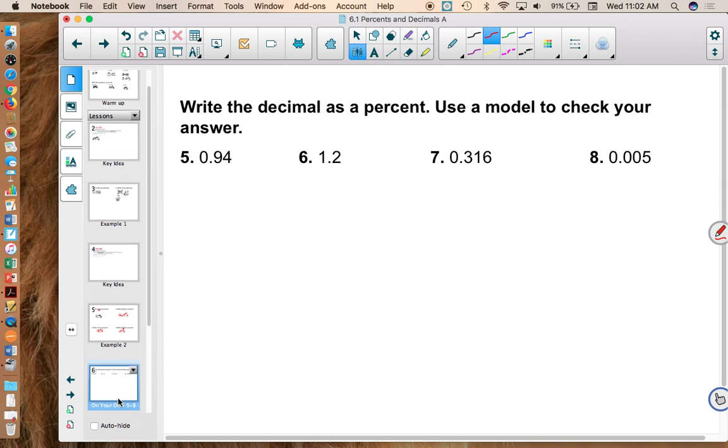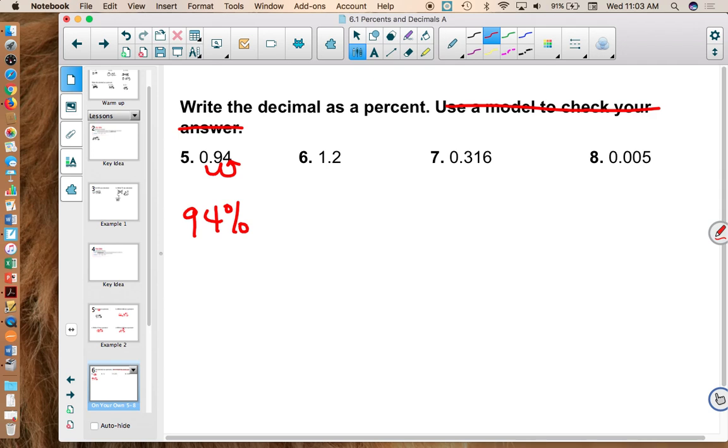Write the decimal as a percent. Okay? Write the decimal as a percent. Riley, help me out with that first one there. Which direction do I move the decimal? Right, okay, so what does it become? What does it become then? 94%. Okay?